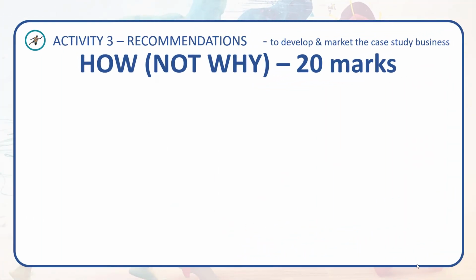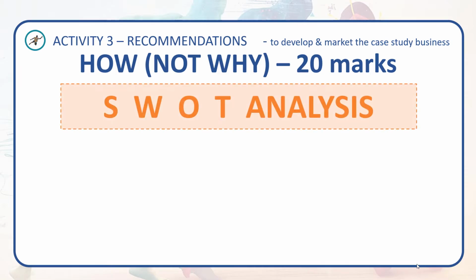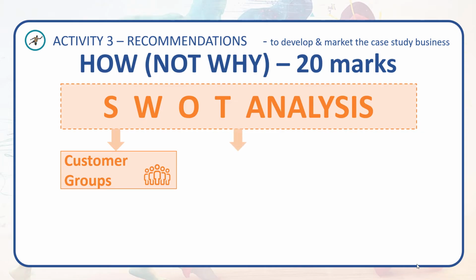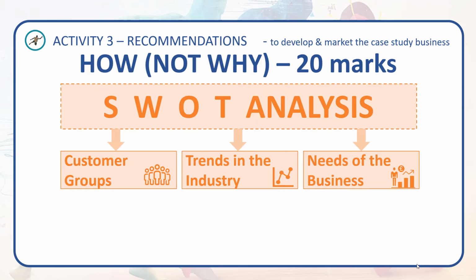So exactly how do we go about doing that then? The way to approach this with your students is to remind them that the recommendations are going to come on the back of having done the SWOT analysis. And obviously they've identified strengths, weaknesses, opportunities and threats according to the case study business, and from those they'll be asked to comment and make recommendations under 3 broad categories. The first of which you can see there is customer groups, the second is trends in the industry, and the third is needs of the business.